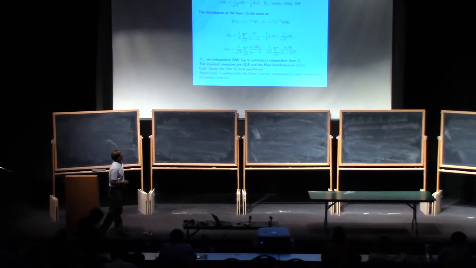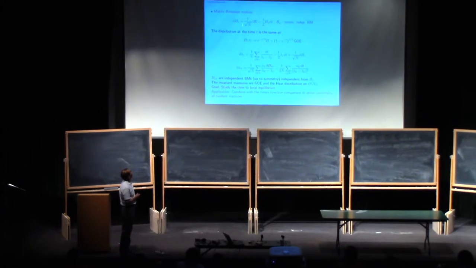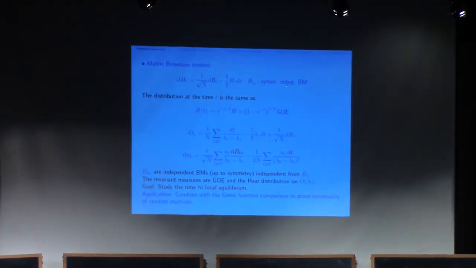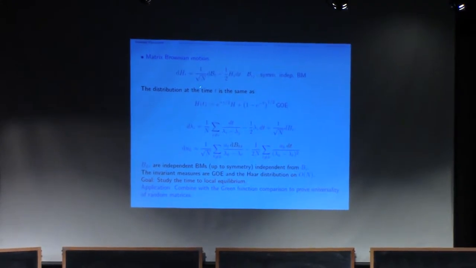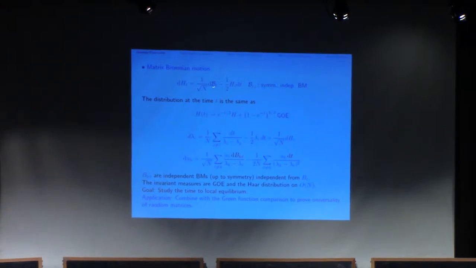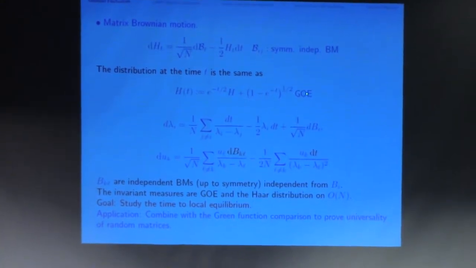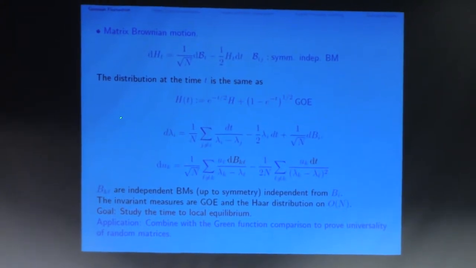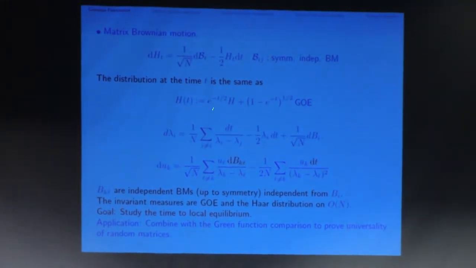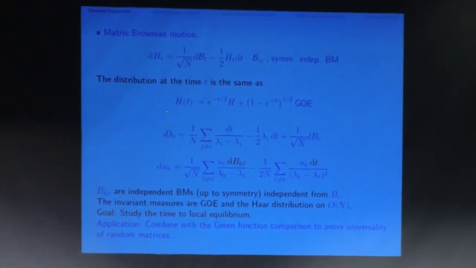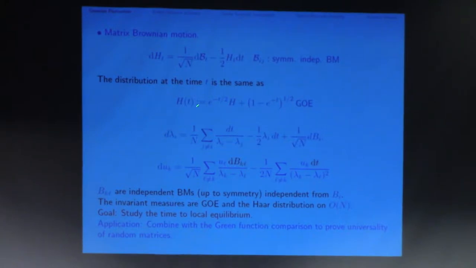All right, the matrix Brownian motion. You take a matrix H of t, where H is a symmetric matrix. And now you look at this, which is basically the matrix Ornstein-Uhlenbeck process, with dB of t. Each component B_ij is an independent Brownian motion, but subject to the symmetry assumptions. One can solve the Ornstein-Uhlenbeck process, and you find that H of t at time t is exactly a linear combination of the initial data, H_0, plus the GOE piece. So anything you say about the eigenvalues of this flow will tell you about the spectral properties of this H of t.